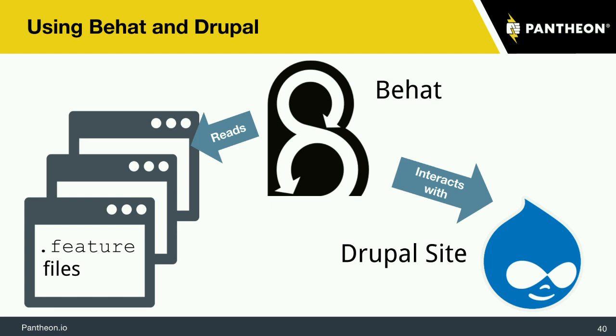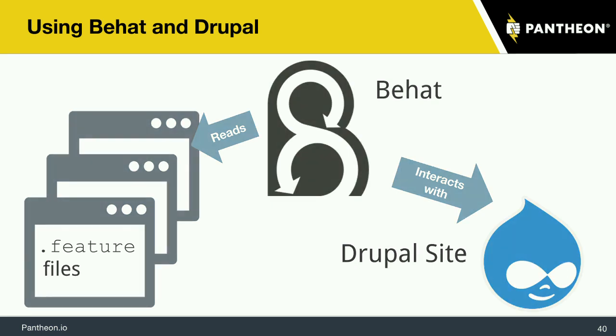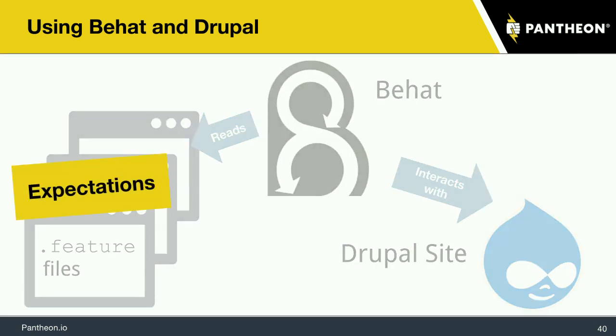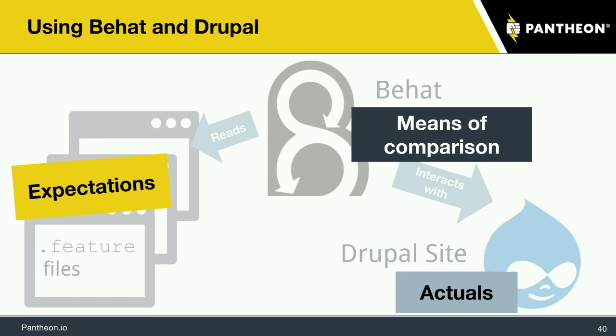So if we're using Behat with Drupal, then the dot feature files, again, are our expectations. The Drupal site is the actual thing, and the Behat command line program is the means of comparison. If you're doing PHP unit testing directly, then you'll probably see those functions that have an expected, an actual, and an assertion. In between, you need those three elements: an expected, an actual, and an assertion of comparison.